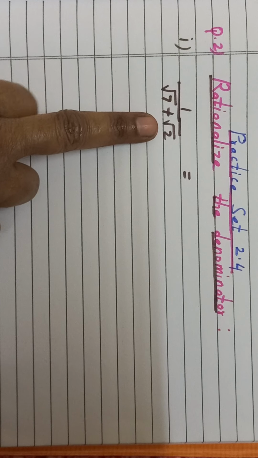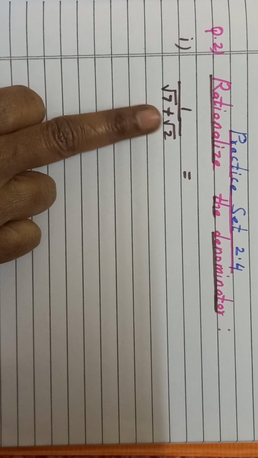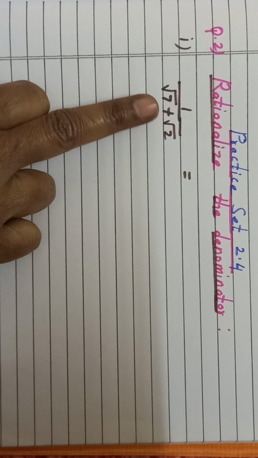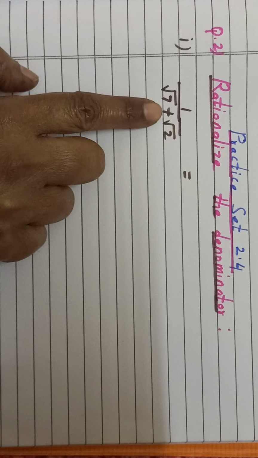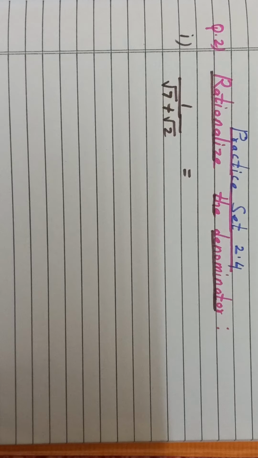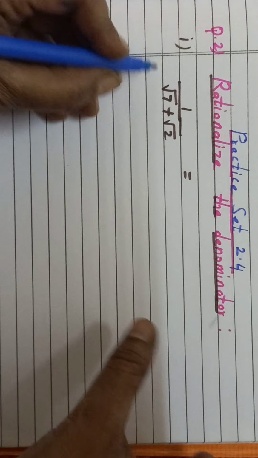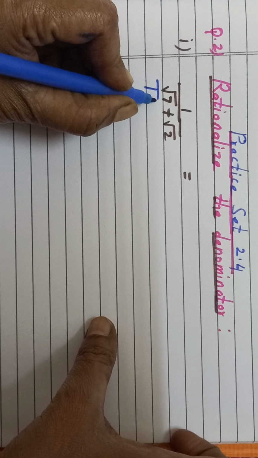So if I want to solve this example, I want to know the conjugate pair of root 7 plus root 2. What's the conjugate pair of root 7 plus root 2? Here plus is given, so the conjugate pair will be root 7 minus root 2. So the first step, we will write the conjugate pair.